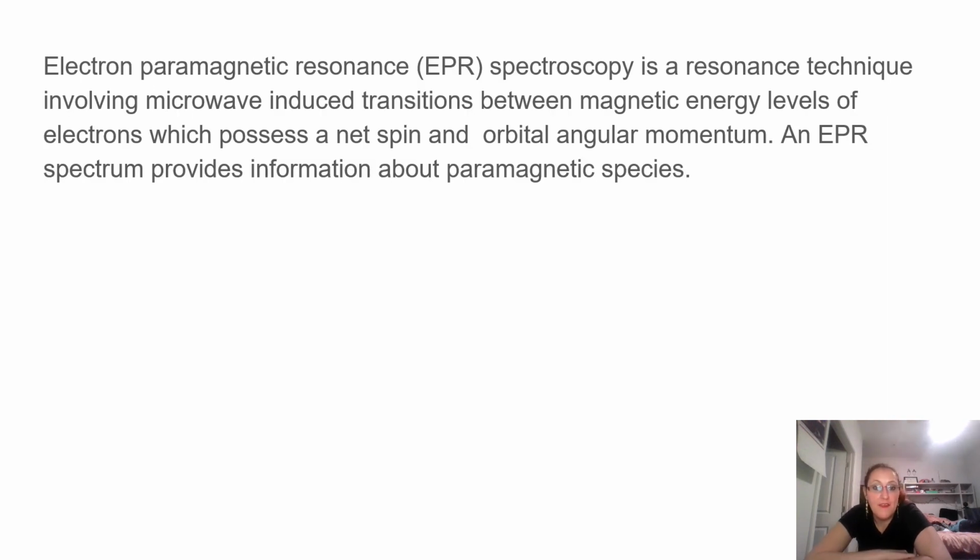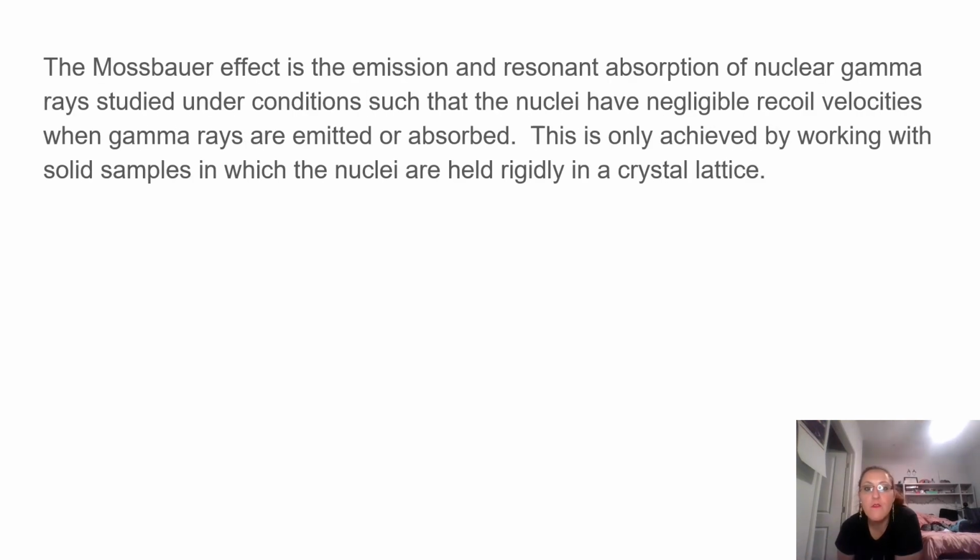Electron paramagnetic resonance (EPR) spectroscopy is a resonance technique involving microwave-induced transitions between magnetic energy levels of electrons which possess a net spin and orbital angular momentum. An EPR spectrum provides information about paramagnetic species. The Mossbauer effect is the emission and resonant absorption of nuclear gamma rays studied under conditions such that the nuclei have negligible recoil velocities when gamma rays are emitted or absorbed. This is only achieved by working with solid samples in which the nuclei are held rigidly in a crystal lattice.